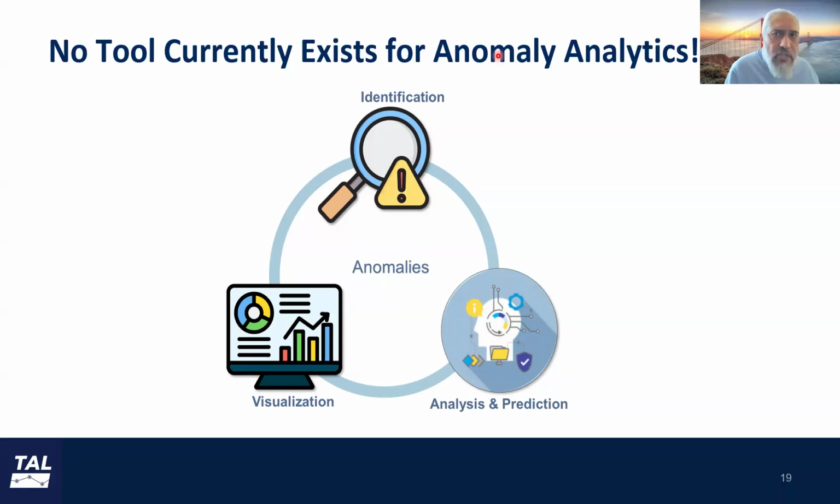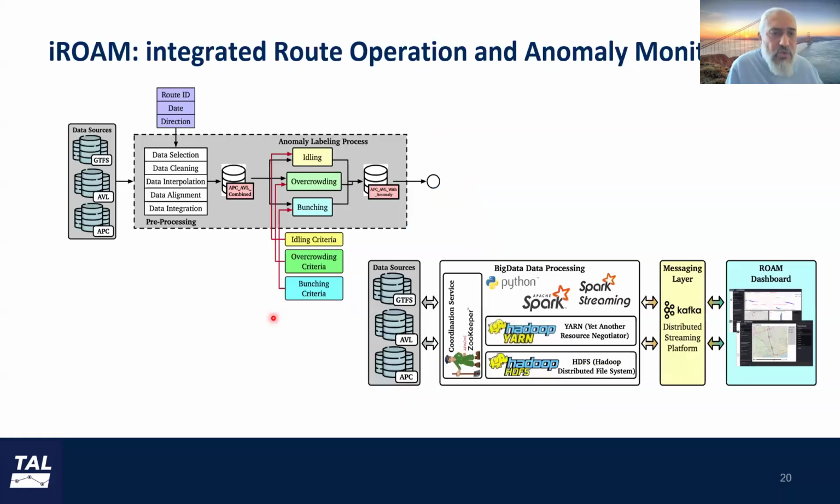To identify those anomalies, we get AVL data and APC data, but we don't have tools to mine this data and tell us, in this portion of the trip there was this anomaly or that anomaly. So identification of those anomalies, analyzing them, visualizing them, we don't have tools to do so. And for more advanced applications, predicting those anomalies before they occur, again, we don't have tools to enable us to do so.